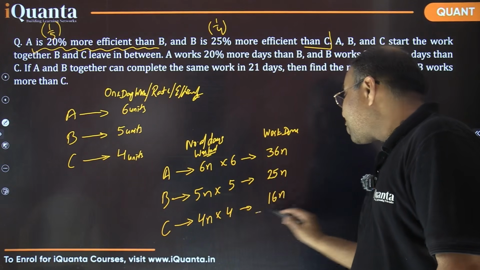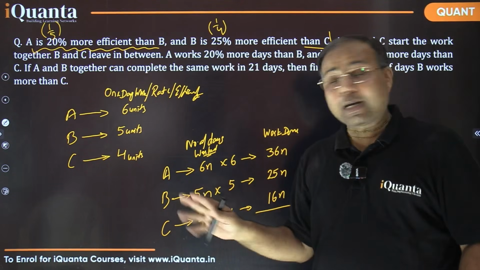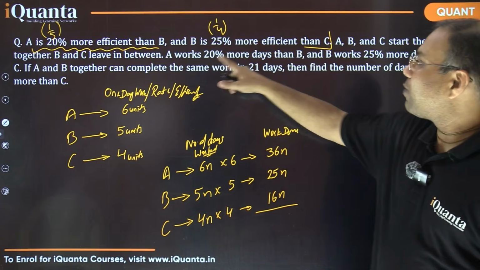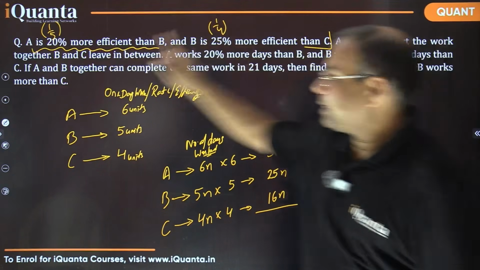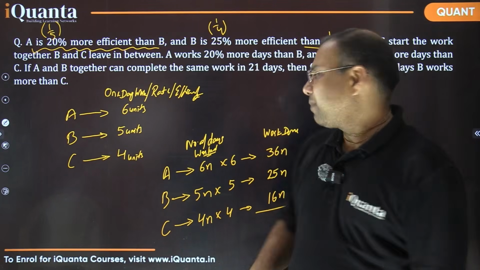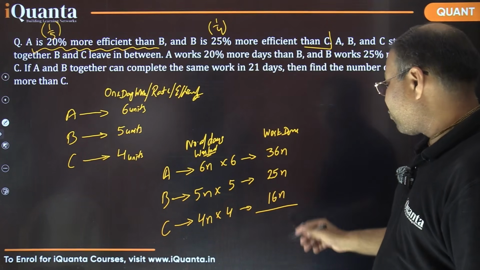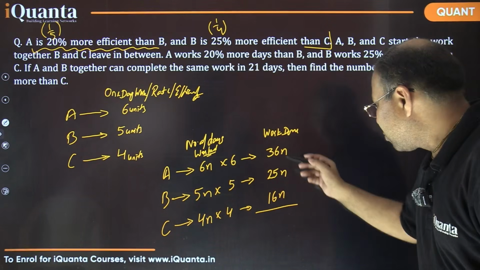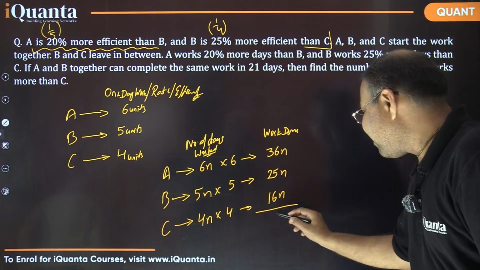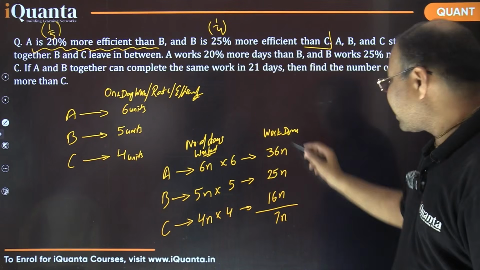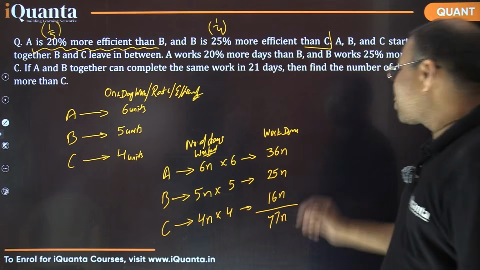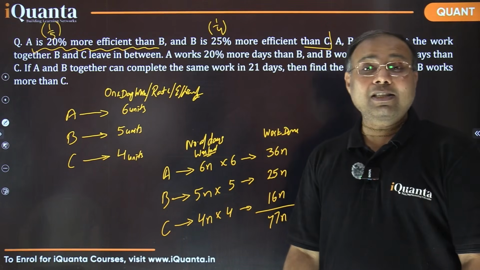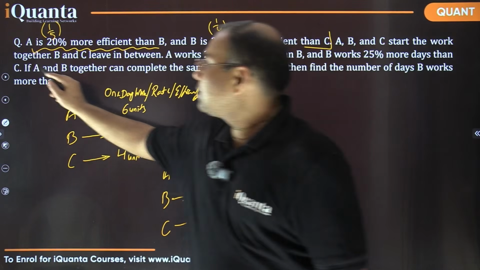So what is the total work then? Because work is getting completed now, right? So A works 20% more days than B, and B works 25% more days than C, and the work is of course completed. So what is the total work? So we are getting it from here by adding them. 36 plus 25 plus 16 is 77. So 77n is the total work, right? 77n is the total work. Okay, so we have done till this point.